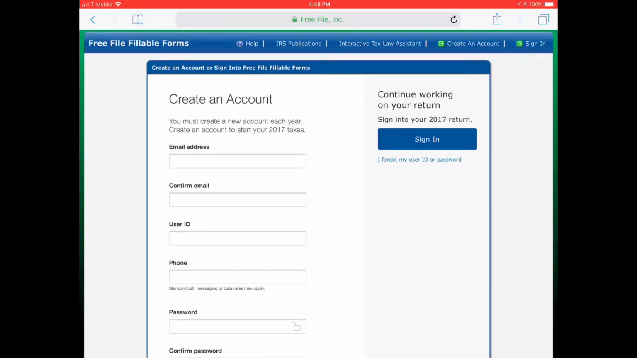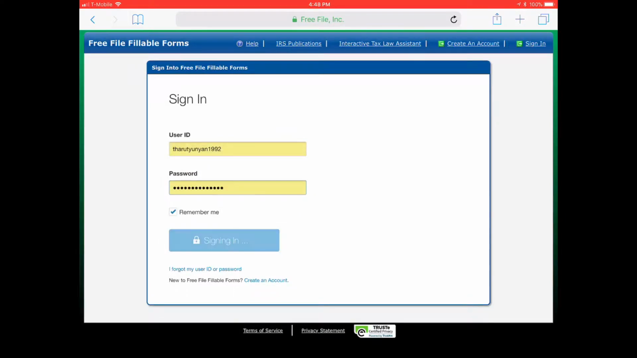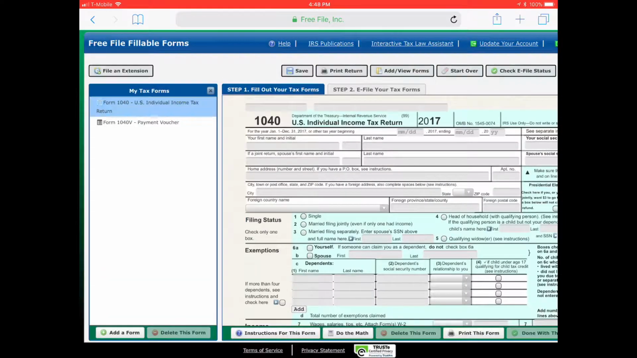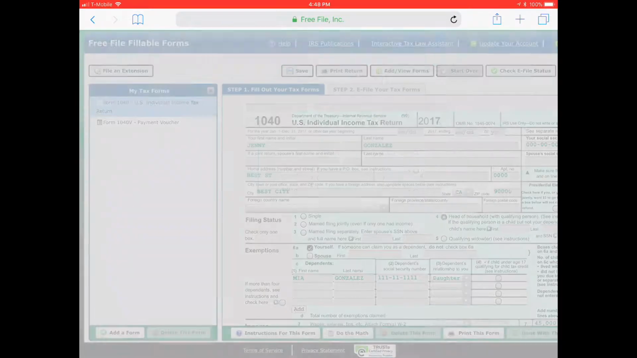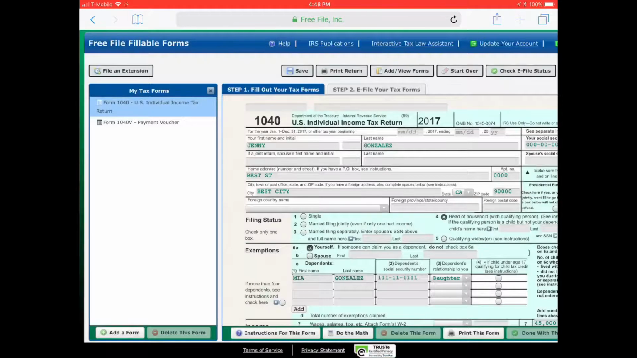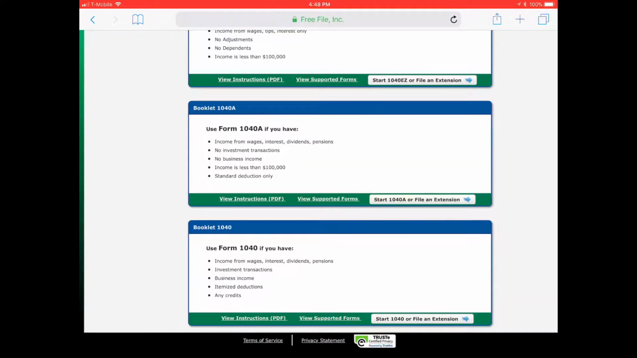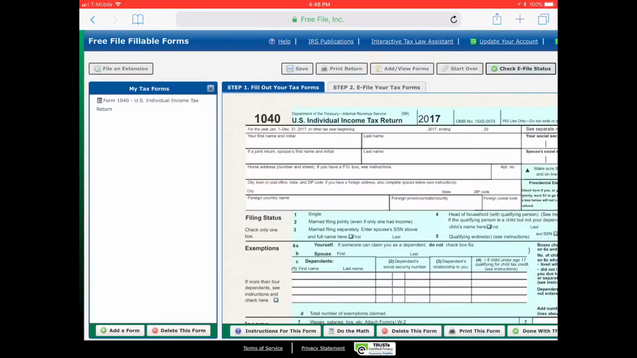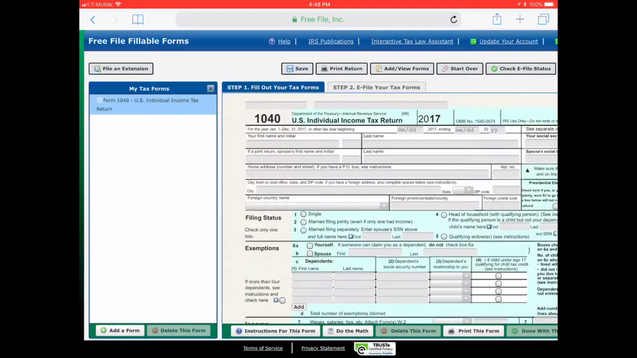We're going to open free fileable forms. Sign up if you haven't done so, then sign in. I'm going to delete the previous return to restart it. And we're going to choose the form 1040. You may qualify for easier versions, but if you choose the 1040, you are not wrong.